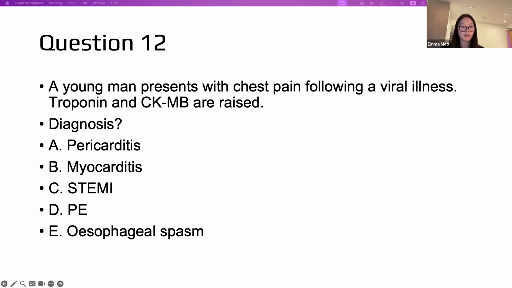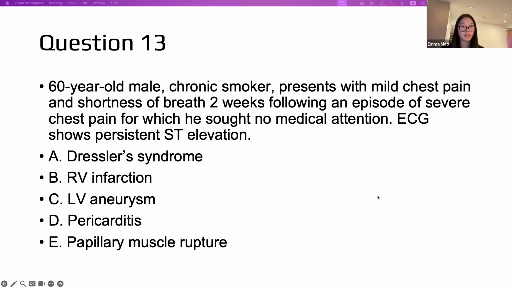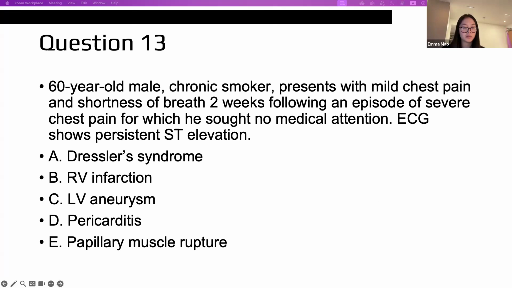Okay, next question, which is a 60-year-old male chronic smoker presents with mild chest pain and shortness of breath 2 weeks following an episode of severe chest pain for which he sought no medical attention. ECG shows persistent ST elevation.